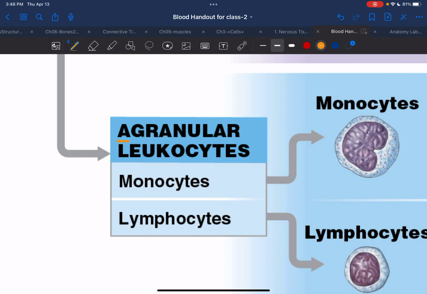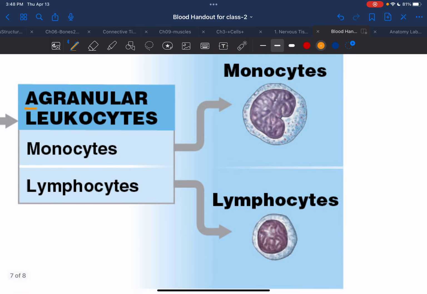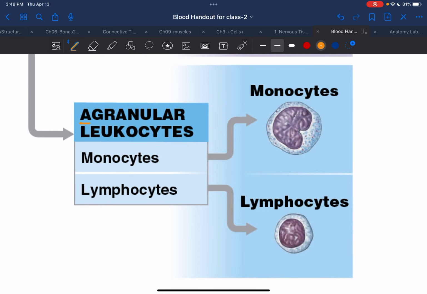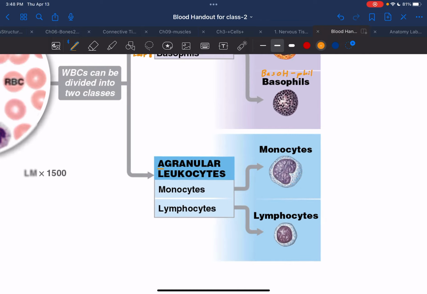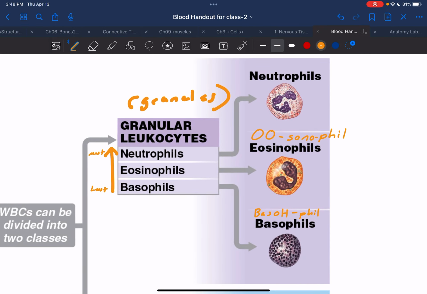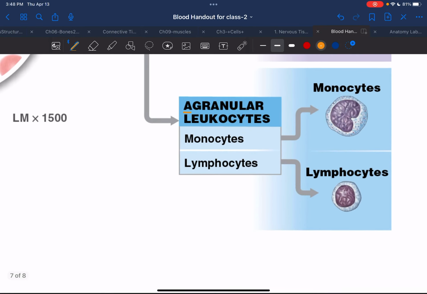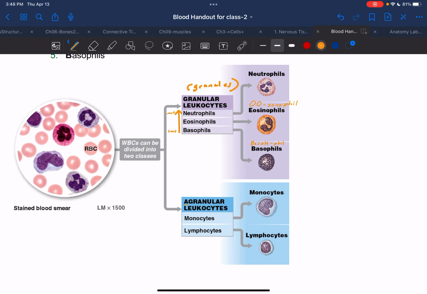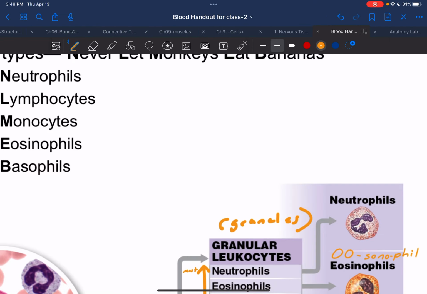Agranulocytes, what happens when we have an A in front of something? Absent. So it's absent of granules, and monocytes and lymphocytes don't have many granules. I'm going to be honest with you, I'm pretty sure they do have granules, like 100% sure, but they're not visible off of a microscope, so they're categorized slightly differently. But they do contain some granules, I'm pretty sure.